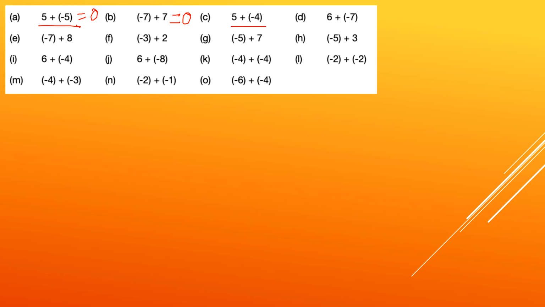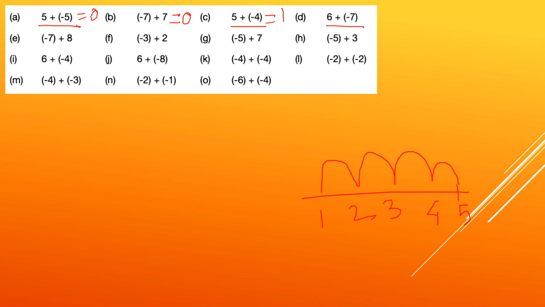Now look at this one. This is 5 plus minus 4. On a number line, if you make 5 here, it's minus 4. That means you will be jumping 4 units back. So this is 5, 4, 3, 2, 1. Your answer will be 1.